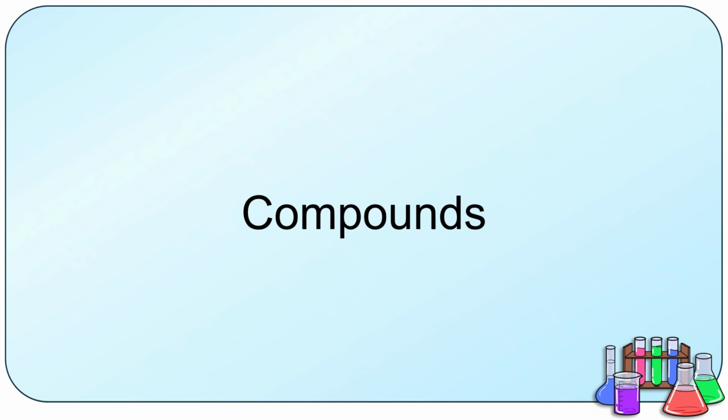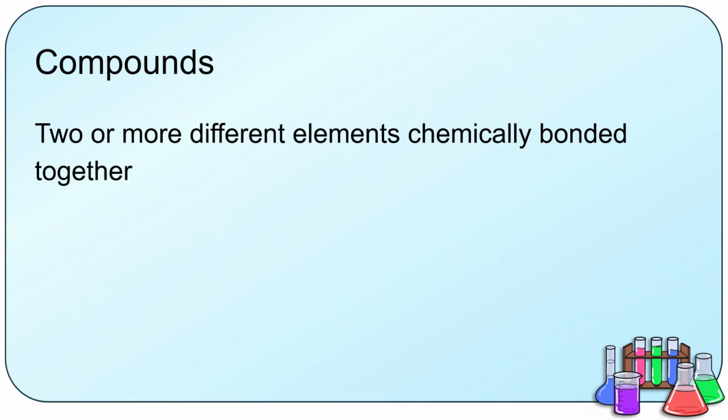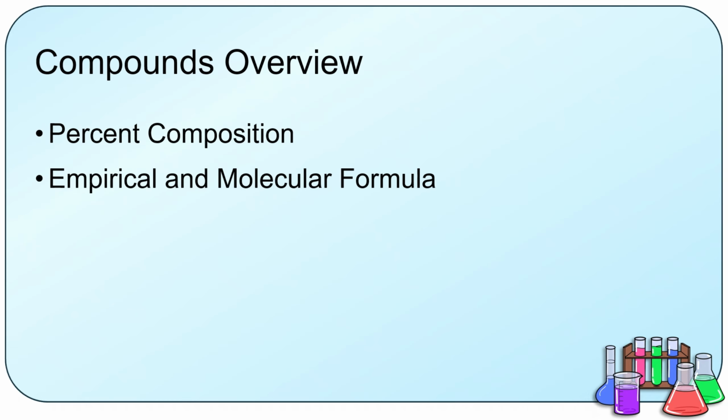Let's move on to compounds. Compounds are 2 or more different elements chemically bonded together. Here are some that you're probably familiar with. Water, or H2O, which has 2 hydrogens and 1 oxygen bonded together. Carbon dioxide, and sodium chloride, or table salt. For compounds, we'll talk about percent composition and empirical and molecular formulas.